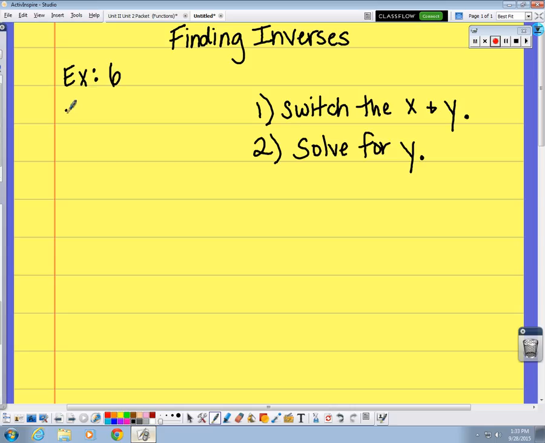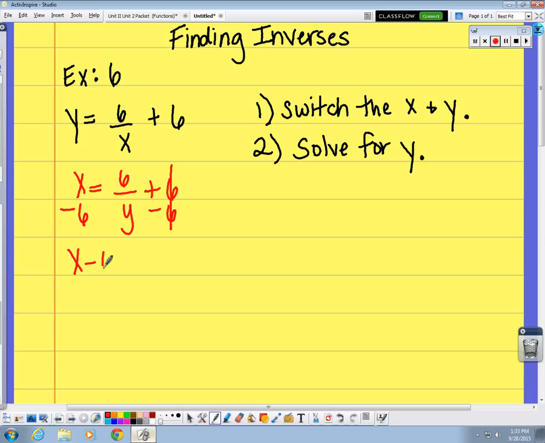Alright, example 6. Y equals 6 over x plus 6. Okay, what do I need to do first? Okay, what will it look like once I've done that? Okay, now what do I need to do? Okay, on this side when you do that it cancels because 6 minus 6 is 0. On this side you can't combine them, so you just leave it as x minus 6.